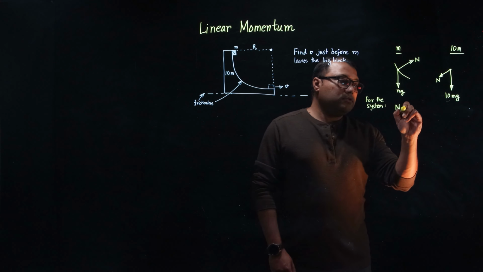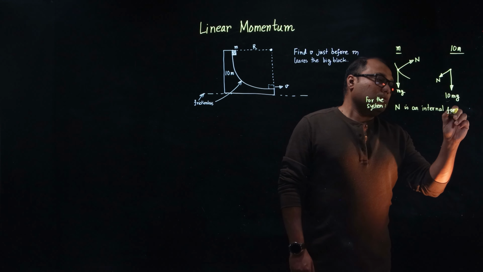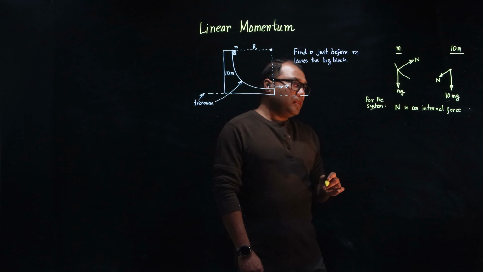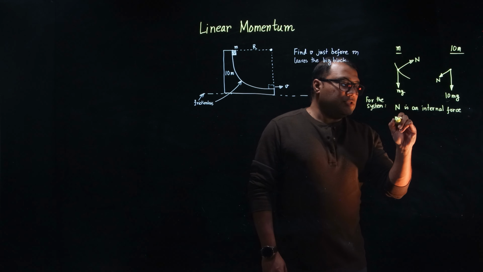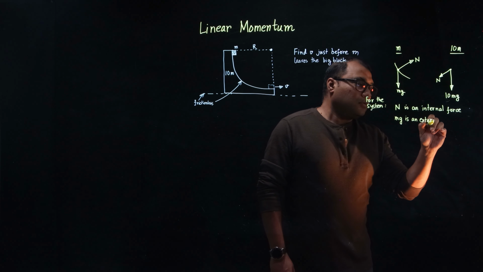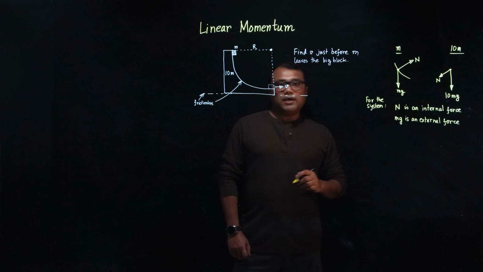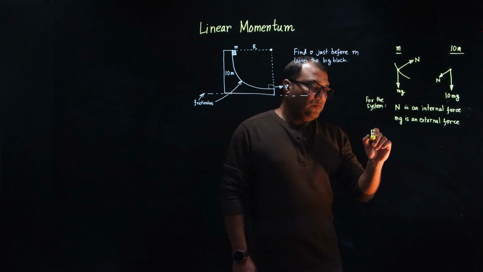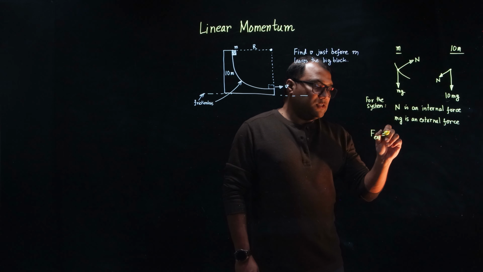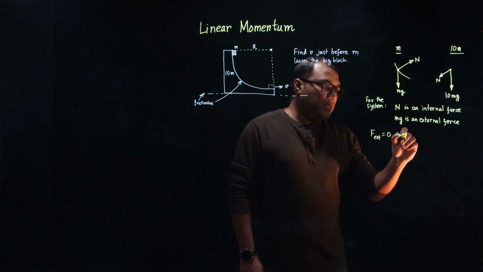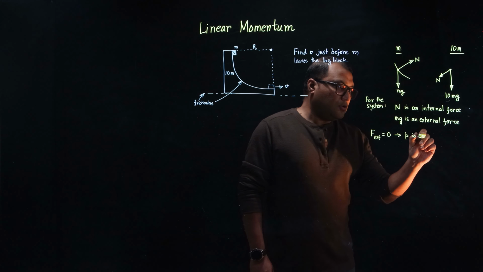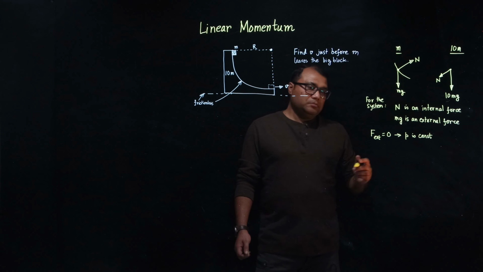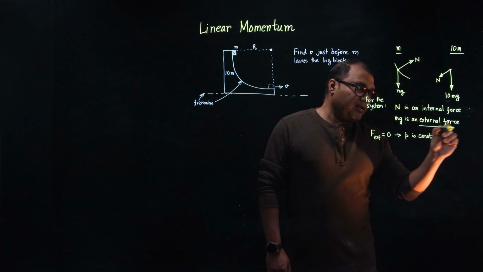Now, normal reaction N for the system is an internal force. So we can ignore N. Mg is an external force. So can we use the situation where we can say F external is 0, therefore P is conserved, is constant? So we can use conservation of linear momentum? I don't think so, because we do have an external force here.